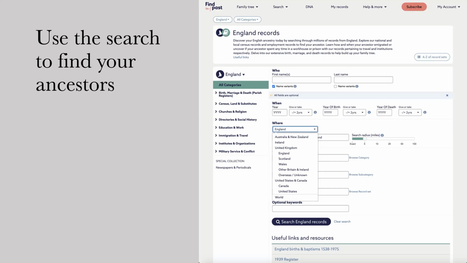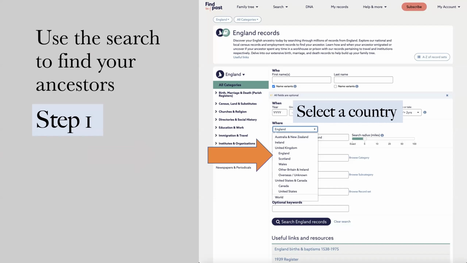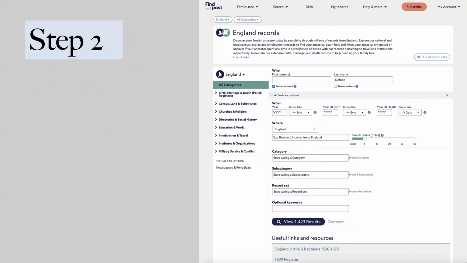Okay, so here what we have is kind of an extended search mechanism, search fields here. And the first thing I would suggest is to choose your country. So here you're going to choose England as the country. And this is just for an example. And then I'm going to put in a name. That's step one. So you're going to choose the country that you want to work with. And then you're going to go in here on step two and add a surname.